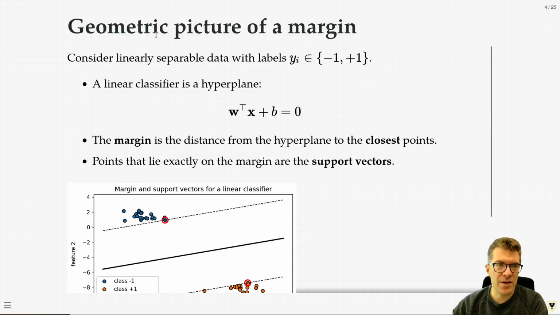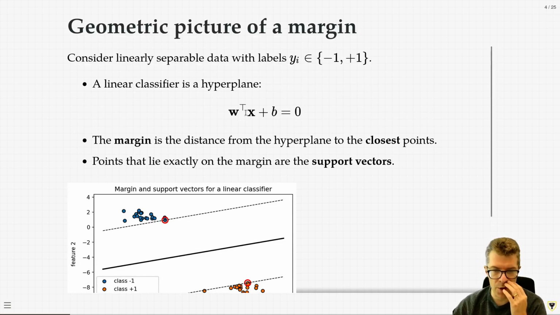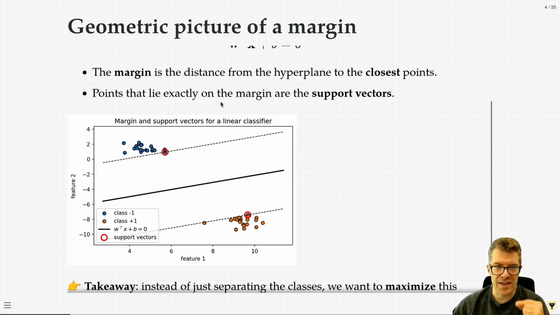So we have this geometric, or image-based, picture of a margin. We still have this linearly separable data, and the labels are just positive and negative, so y is positive or negative. We have a linear classifier as a hyperplane. Again, a hyperplane is just sort of a plane in higher order dimensions. The margin we're defining now is the distance from the hyperplane to the closest points on either side of the hyperplane. And the points that lie exactly on the margin we're defining to be the support vectors.